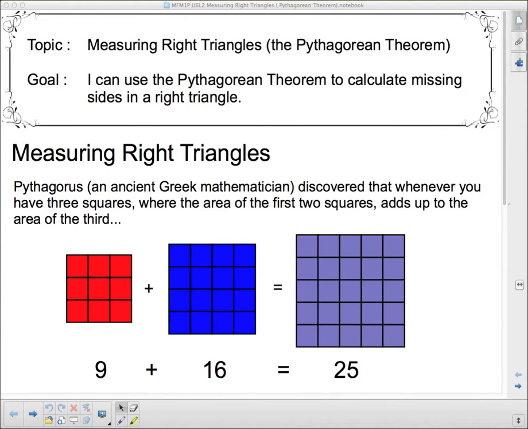Well, hello and welcome to Measuring Right Triangles, otherwise known as the Pythagorean Theorem. So our goal today: I can use the Pythagorean Theorem to calculate missing sides in a right triangle.